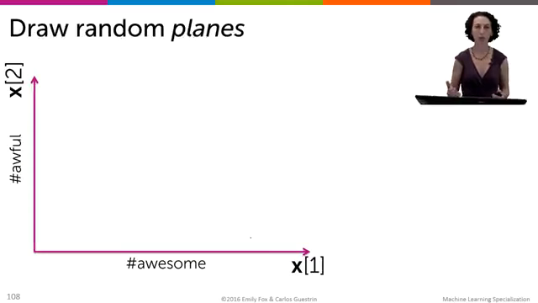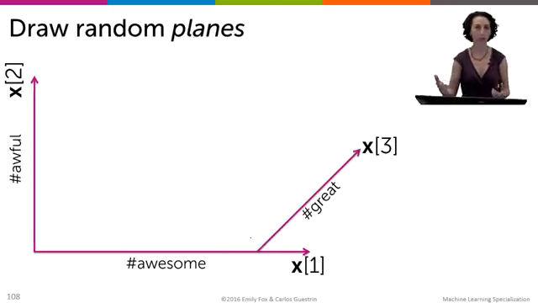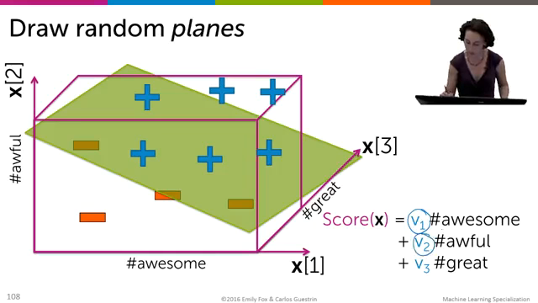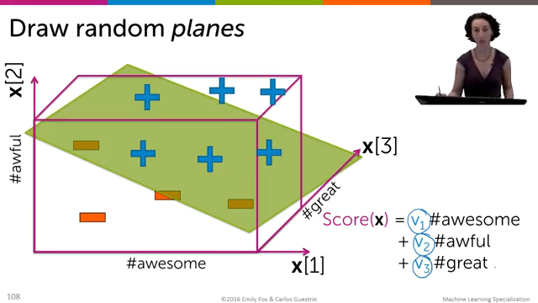Well, if we have more than just 2 dimensions, let's say we have 3 dimensions, instead of throwing down a line, we're going to think about throwing down planes or hyperplanes. So this plane, again, we're going to assume that it goes through the 0, 0, 0 point, even though this illustration might not look exactly like it. But what we're going to say is that the score of any point x is simply given by v1 times, in this case, the number of times we see the word awesome, v2 times the number of times we see the word awful, and v3 times the number of times we see the word great.